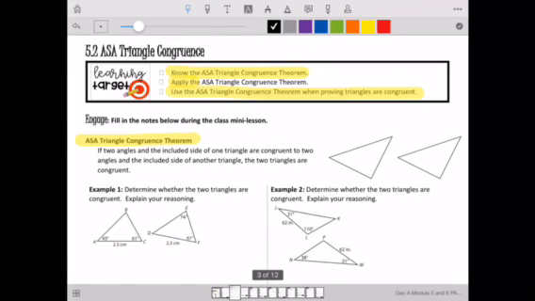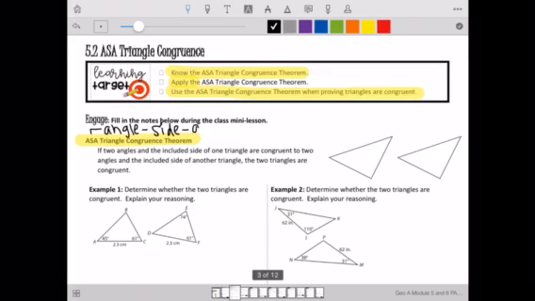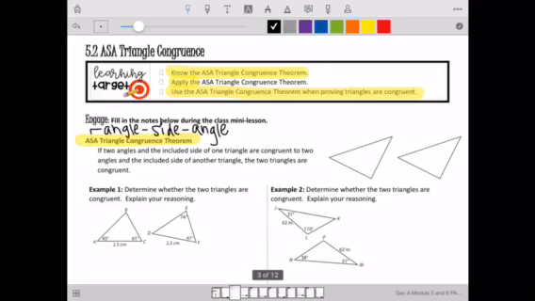So, first let's just talk about what is the ASA Triangle Congruence theorem. Well, first, what ASA stands for is angle, side, angle. And basically, it's a shortcut to prove that two triangles are congruent. So for instance, if we don't have all of the side lengths labeled and all of the angle measures labeled, as long as we know one angle, the side in the middle, and another angle, we can say that these two triangles are congruent. Okay?